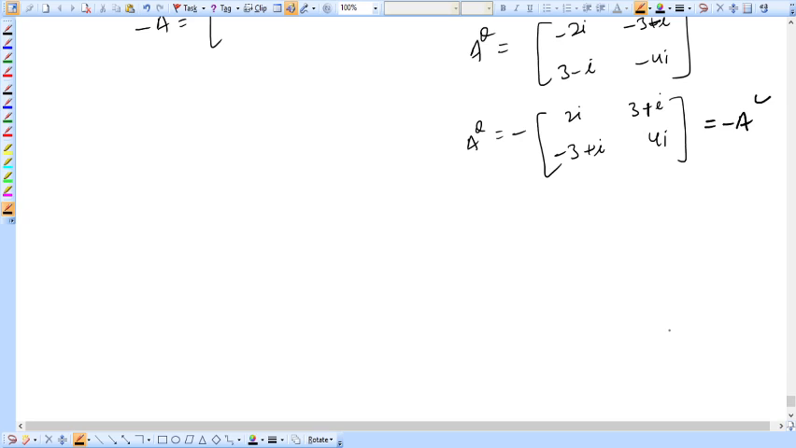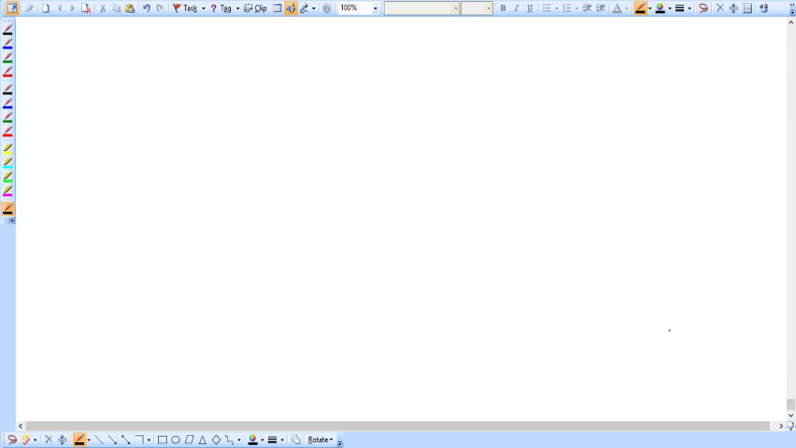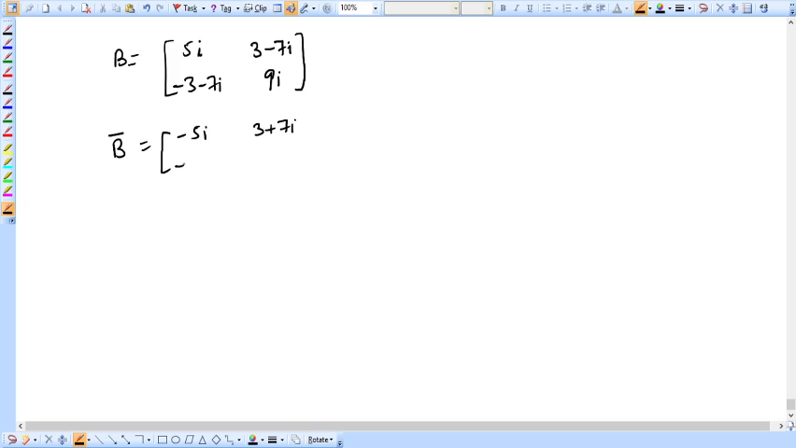hence you can say this is Skew Hermitian matrix. One more example I'm going to take for you, because I can just confuse up the steps, right? Okay, another matrix B is equal to 5 iota, 3 minus 7 iota, minus 3 minus 7 iota, and now you see what is A conjugate. A conjugate is minus iota, 3 plus 7 iota, minus 3 plus 7 iota, minus.